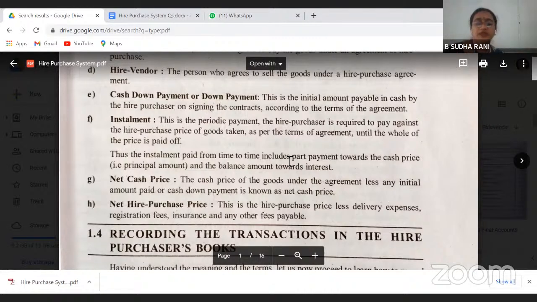So the net hire purchase price: from the total hire purchase price, if you subtract delivery expenses and registration fees, whatever you get is going to be the net hire purchase price.